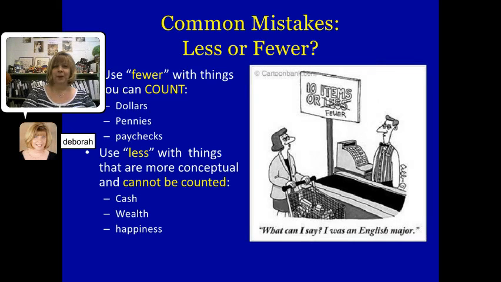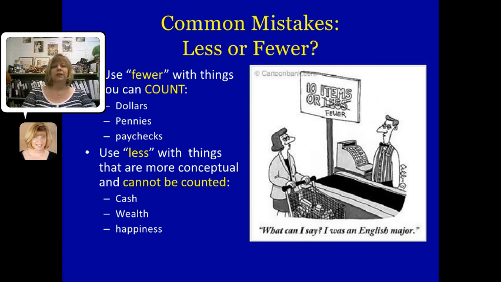Another common usage problem with adverbs is the distinction between less and fewer. The rule is that you use fewer with something that you can actually physically count, that you can number off. So how many dollars do you have in your wallet? I have $1, $2, $3. How many pennies do I have at the bottom of my purse? You could take them out and count them one by one, 1 penny, 2 penny, 3 pennies. How many paychecks did you get this year? Once a month would be 12 paychecks.